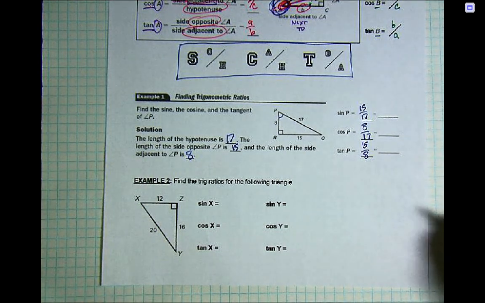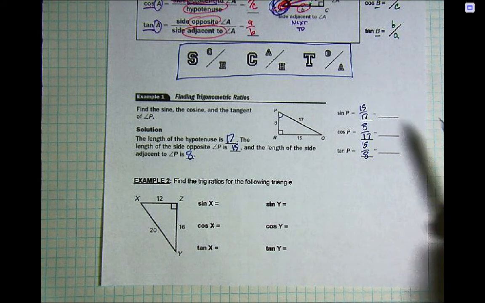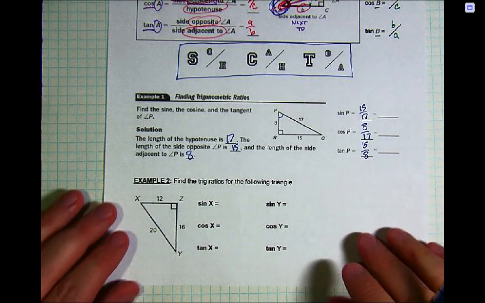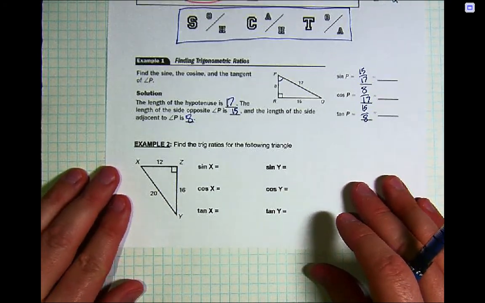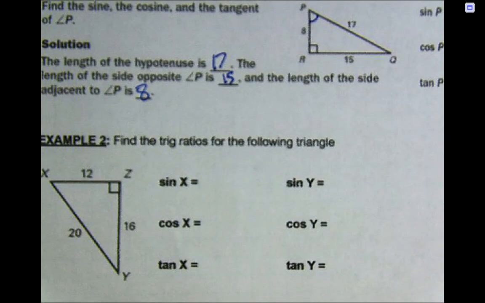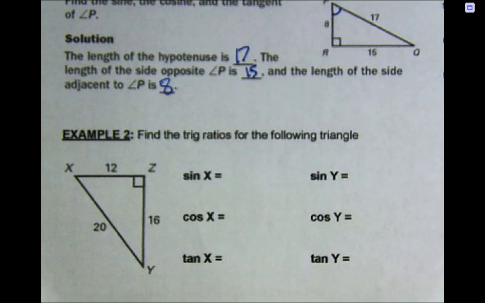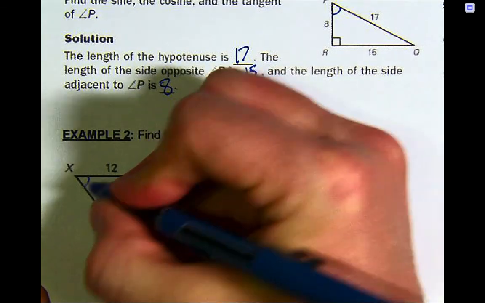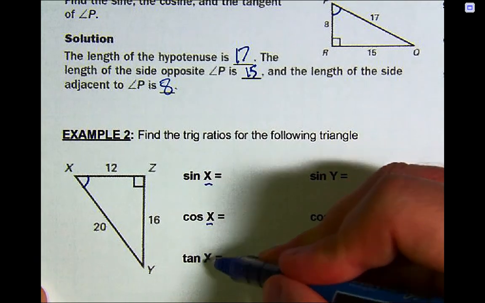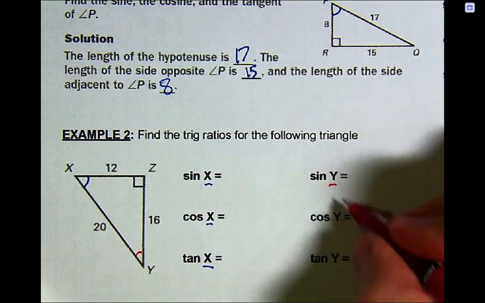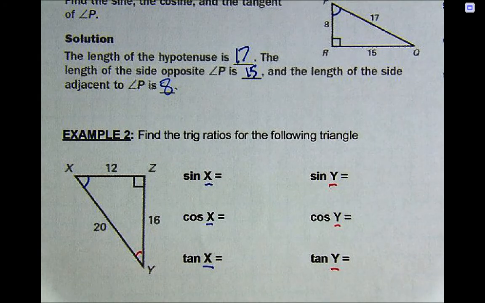That's how you find trig ratios. It's as easy as that. You got 3 numbers to choose from, and you just got to put the right numbers in the right spots. So I want you to go ahead and look at this example right here and see if you can come up with the correct ratios for this triangle from the perspective of angle X and from the perspective of angle Y. Give that a try.